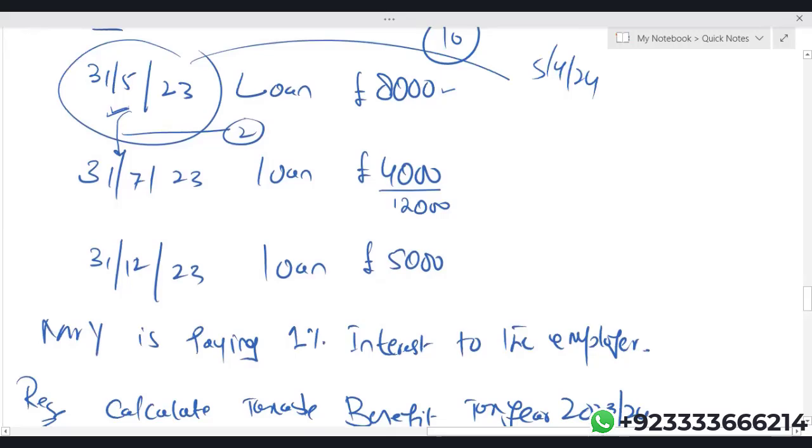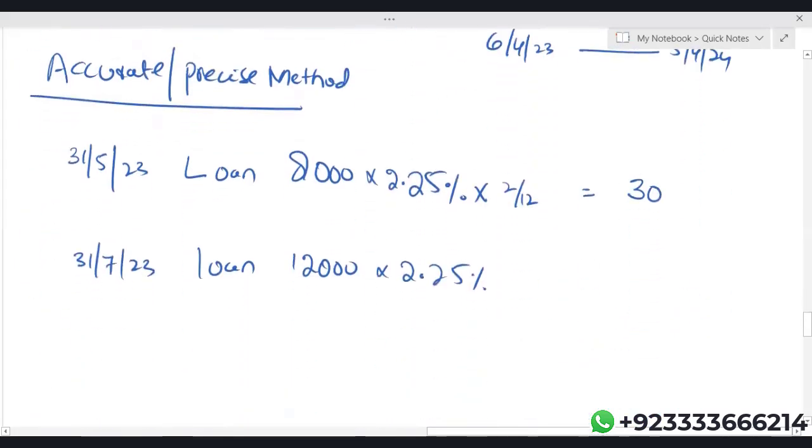Now let's see how many months the loan was 12,000. Count the time period from 31st July till 31st December. The time period is 5 months. If we count the time period from 31st July 23 till 31st December 23, the gap is 5 months. So for 5 months, Mr. Y was having a loan of 12,000. I'm getting 112.5. Let me recheck.